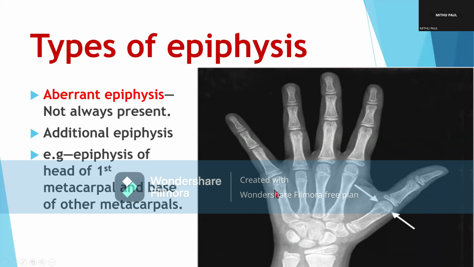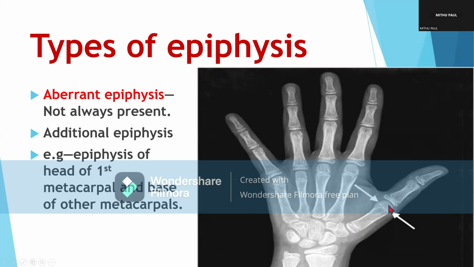Coming to the aberrant epiphysis, by this time, in the last presentation, you have known that the epiphysis in case of metacarpals is present at the head end. See, these are the epiphyses that still have not fused with the shaft. Okay, and in case of the first metacarpal, what do we say? That the epiphysis is lying at its base.